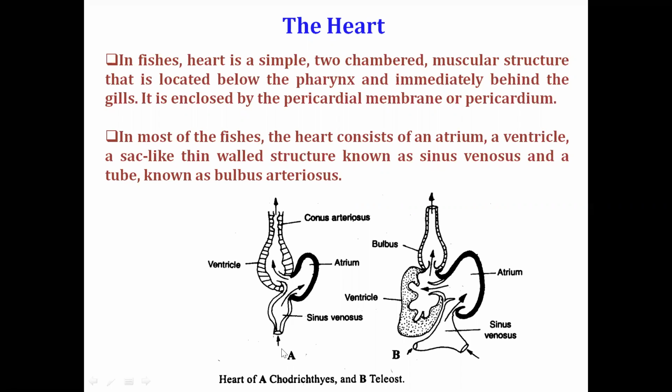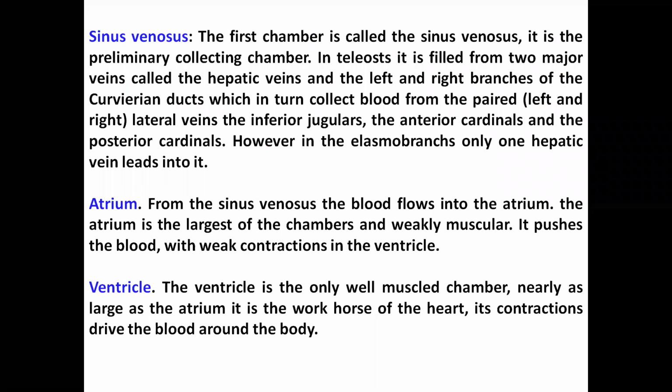When the blood enters the sinus venosus, from here it enters into the atrium, from the atrium to the ventricle, and from the ventricle to the conus arteriosus. And in teleosts, the blood enters the sinus venosus, then the atrium, from the atrium to the ventricle, and the ventricle to the bulbus. Now we will discuss in detail these four parts of the heart: the sinus venosus, atrium, ventricle, and arteriosus. First we will talk about the sinus venosus.